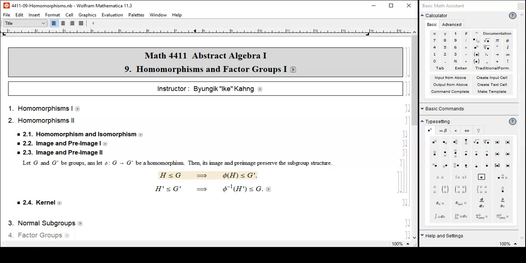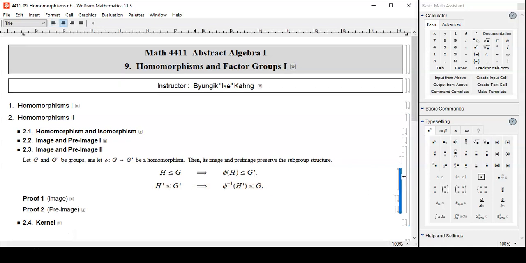If H is a subgroup of G, then phi of H is also a subgroup, but this time of G prime, because phi is sending G to G prime. And we can go backwards too. If H prime is a subgroup of G prime, then its preimage is a subgroup of G.